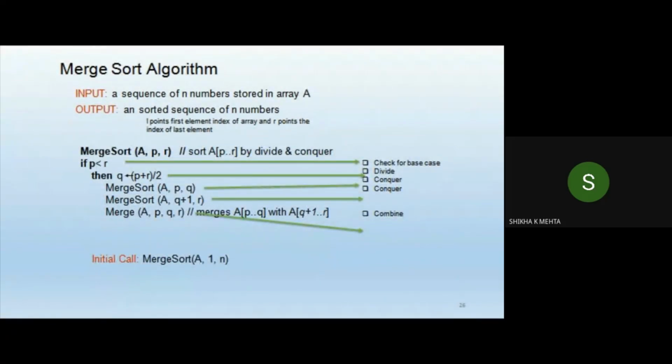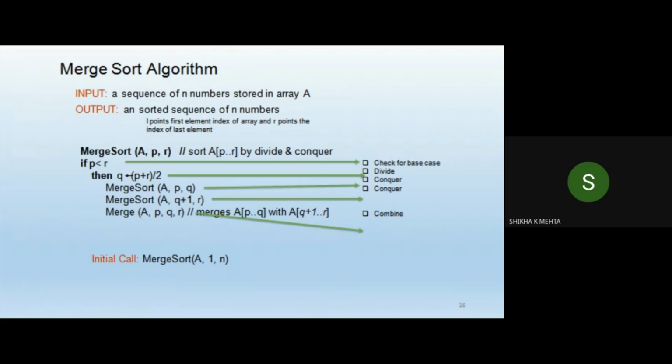Here there's a misprint: the L that points to the first element index of the array is basically P. So you can just note down that in the code, P points to the first element index of the array and R points to the last element index of the array. So in the merge sort, A is the input array, P is the first index, and R refers to the last element of the array. What do we do? If P is less than R, because P is the first index, it is going to be smaller.